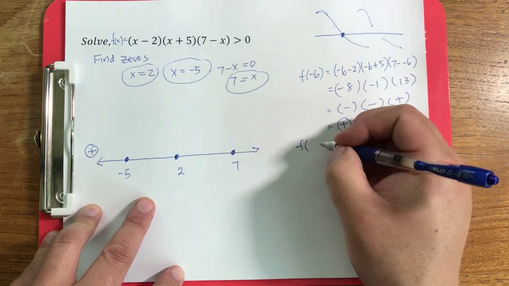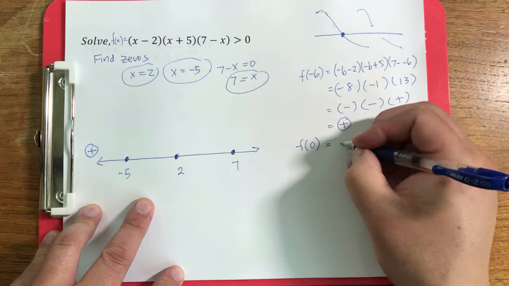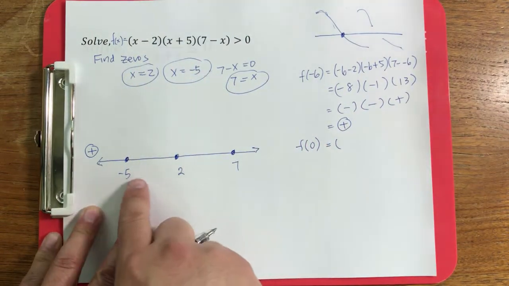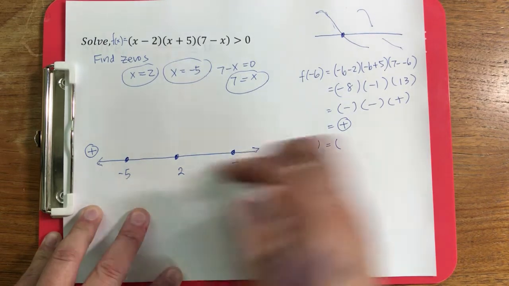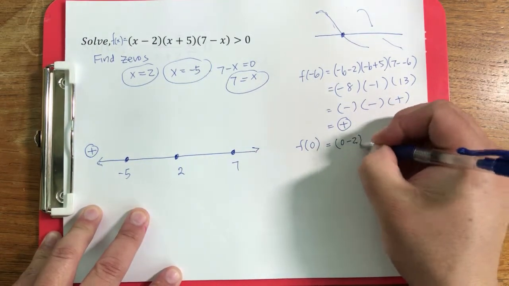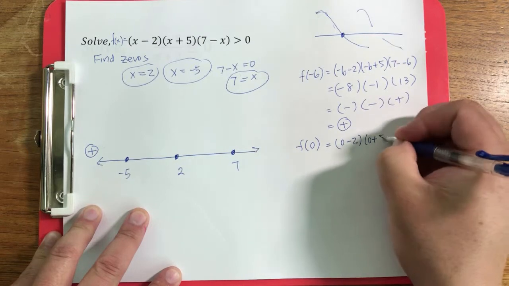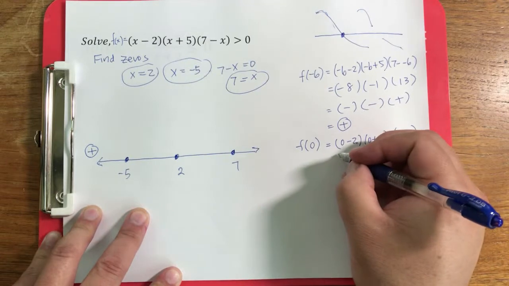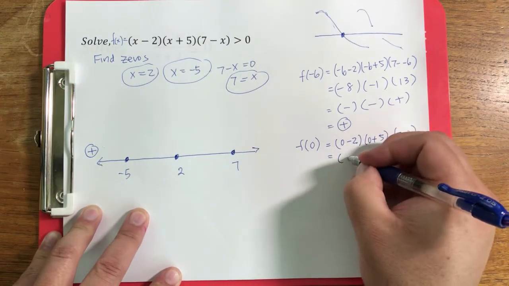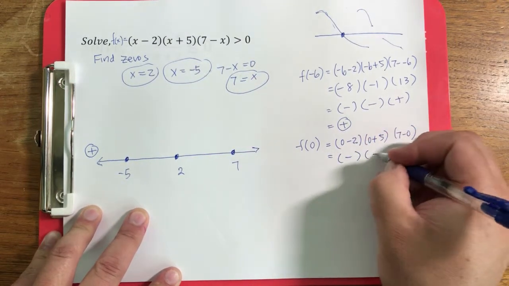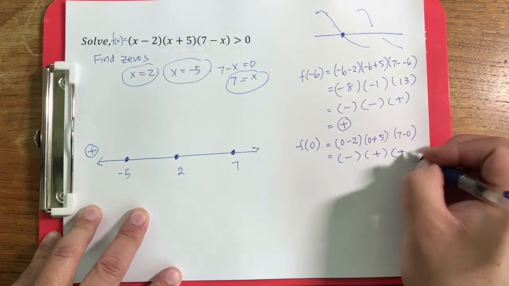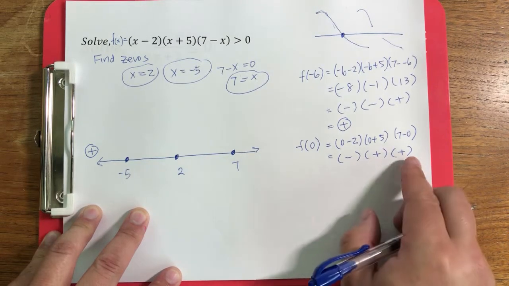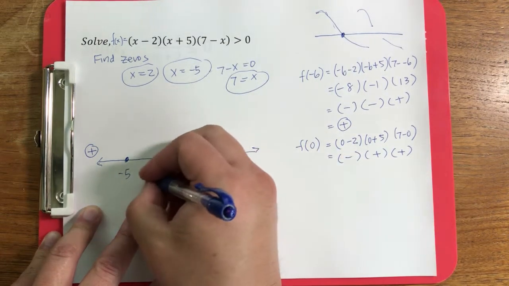Let's pick 0. So again, we'll plug in 0 into here. We pick 0 because it's in between -5 and 2. And we'll get 0 minus 2, 0 plus 5, and 7 minus 0. Again, we're only interested in the sign of the answer. So that'll be negative, that'll be plus, and that'll be plus. So negative times plus is negative. So then that negative times plus is equal to negative.